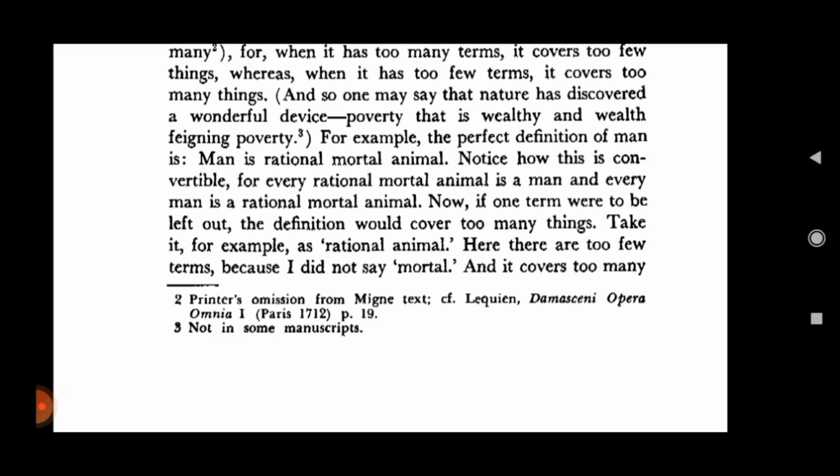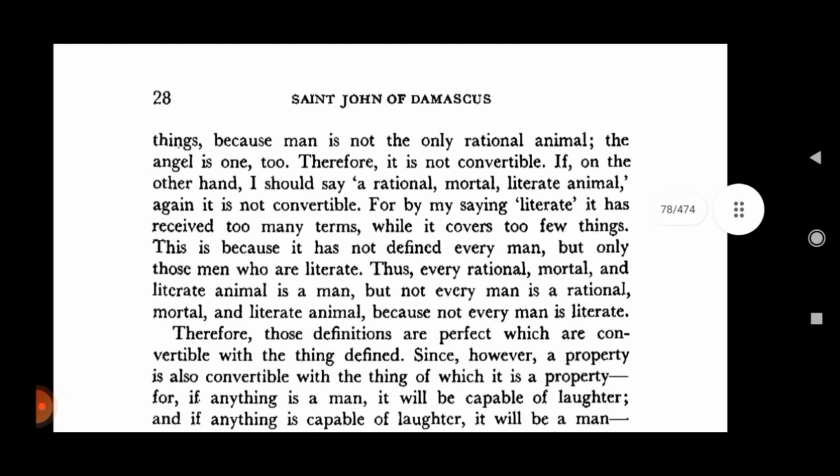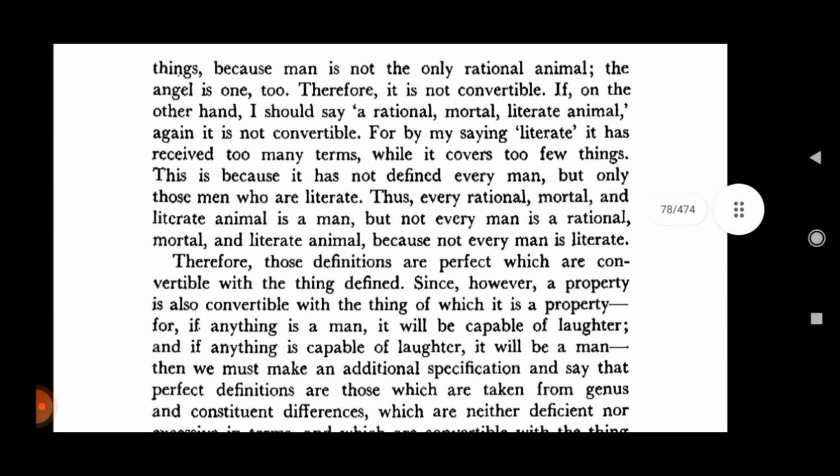For example, the perfect definition of a man is rational mortal animal. This is convertible, for every rational mortal animal is a man, and every man is a rational mortal animal. Now, if one term were to be left out, the definition would cover too many things. Take it for example as rational animal. Here there are too few terms because I did not say mortal, and it covers too many things because man is not the only rational animal, and the angel is one too. Therefore it is not convertible.